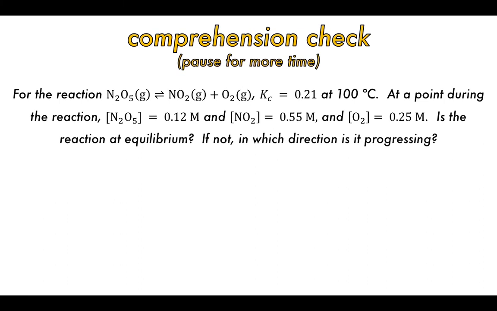So for the reaction of dinitrogen pentaoxide, it forms nitrogen dioxide and oxygen in equilibrium. So Kc is equal to 0.21 for this at 100 degrees Celsius. At a point during the reaction, the concentration of dinitrogen pentaoxide is equal to 0.12 molar. That of nitrogen dioxide is equal to 0.55 molar, and that of oxygen is equal to 0.25 molar. And we're asked, is the reaction at equilibrium? And if not, in which direction is it progressing?